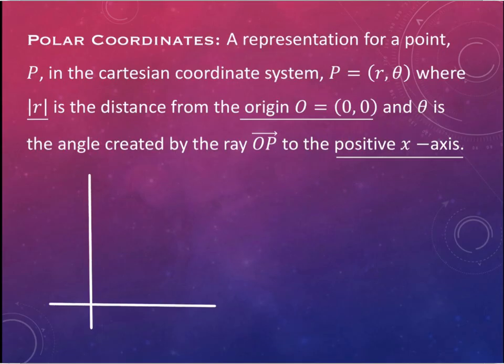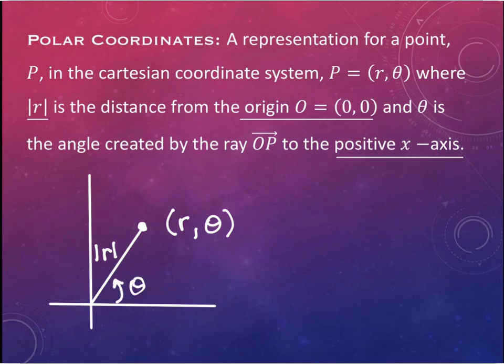So if we have a point say right here in space, normally we have an xy ordered pair, right? This ordered pair is now going to be listed as (r, theta). The r value is this distance right here. So r is this length, and I should say the absolute value of r because it's always a positive value because we're talking about a distance. And theta is this angle measure.